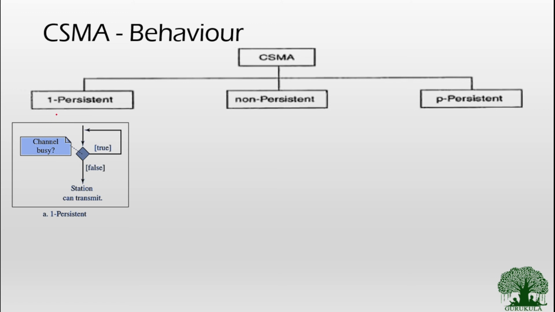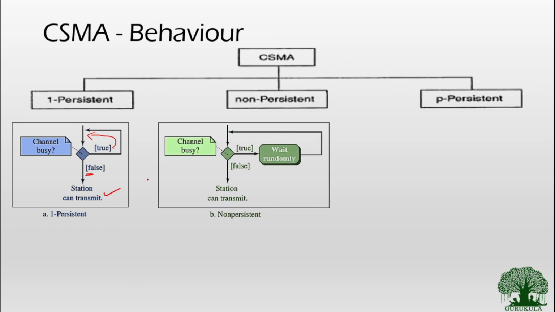So see what happens over here. As far as one persistent is concerned, first of all, the sending station has to check whether the channel is busy. If the channel is busy, it will keep on sensing the channel until the channel is free, and once the channel is free, the station can transmit the messages. So that is what the one persistent method is.